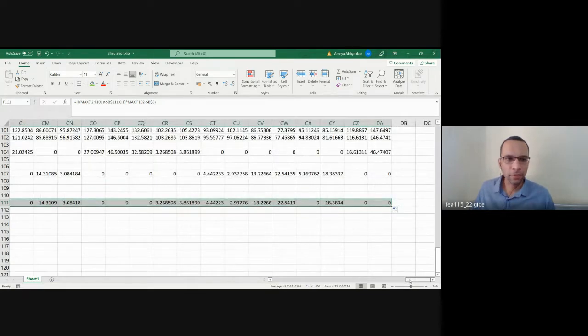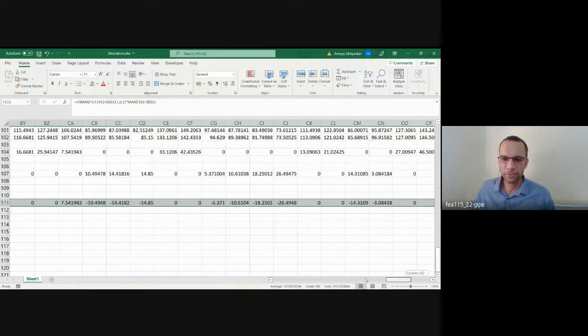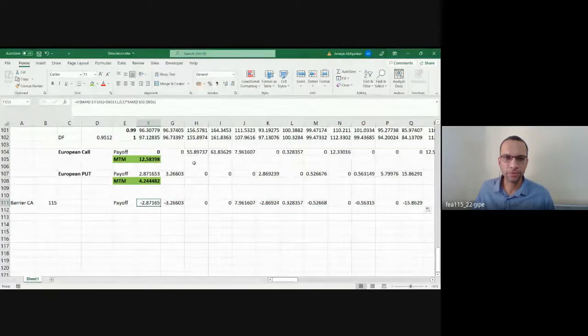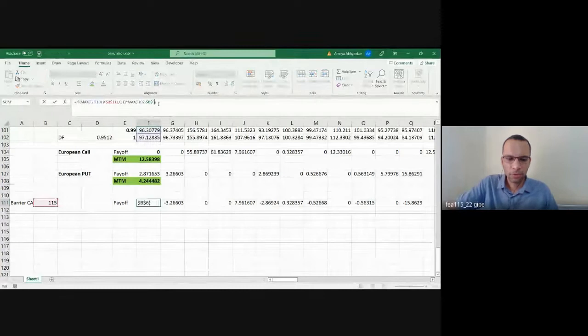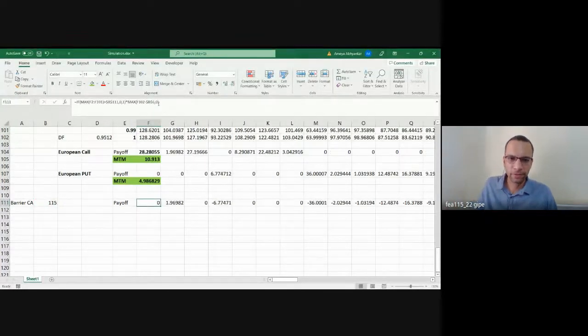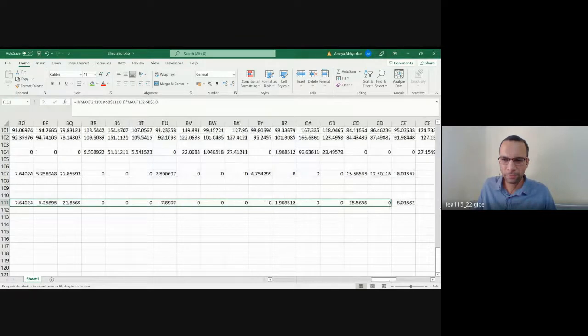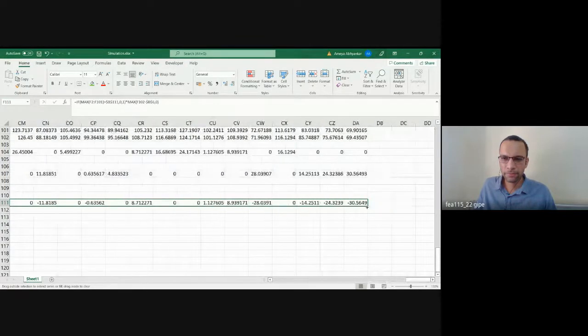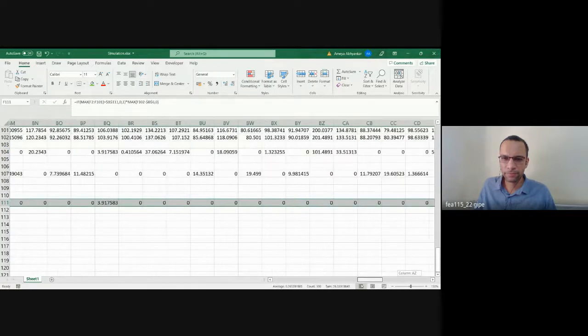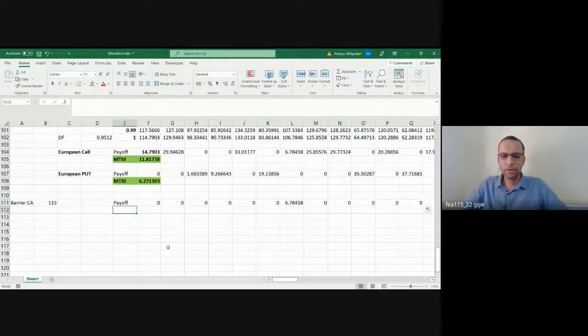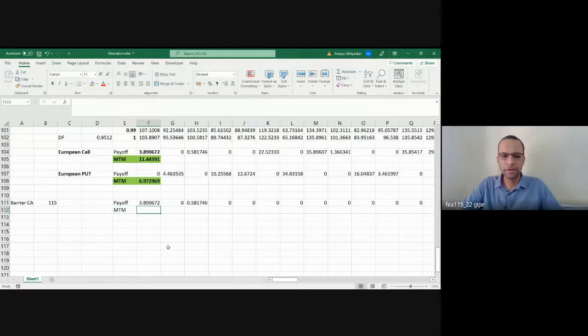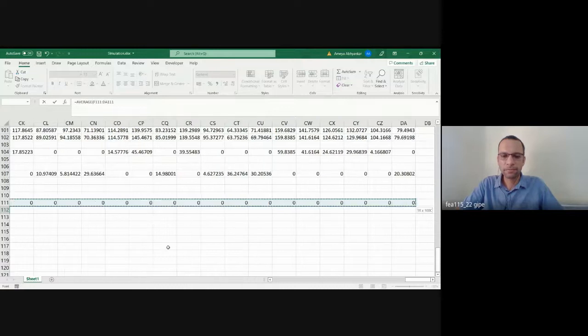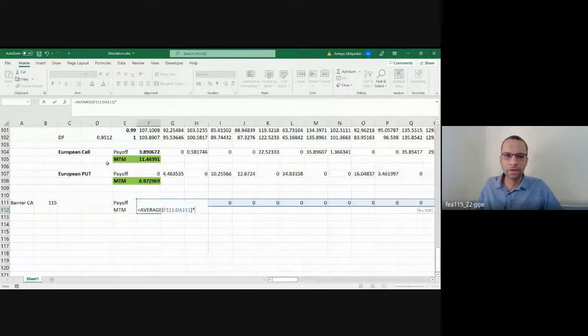Why are we getting negative values here? Oops, sorry. It's max of something or 0. I have not floored it at 0. My apologies. Max of this thing or 0. Let's drag it again. And I have the MTM, which is similar. I just take the average into the discount factor. So similar to our earlier exercise.